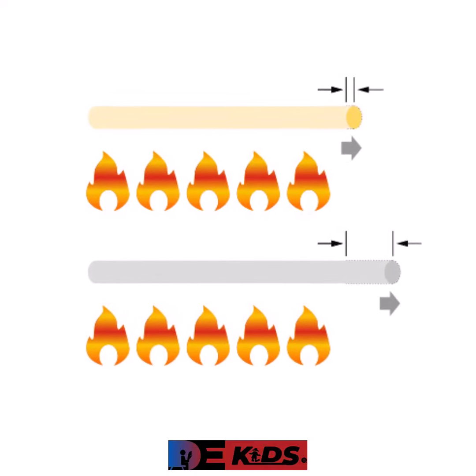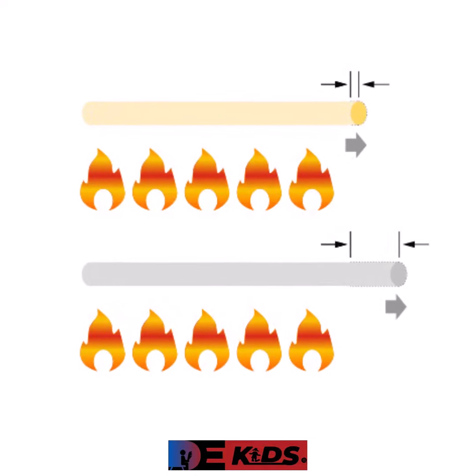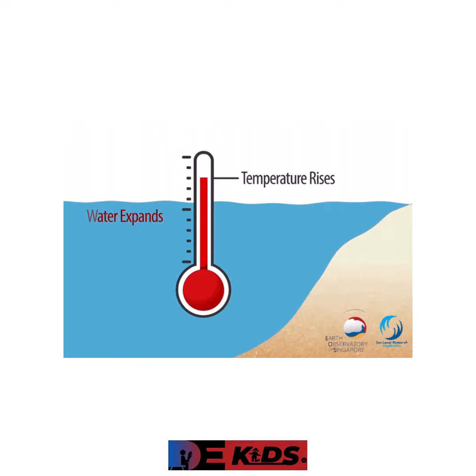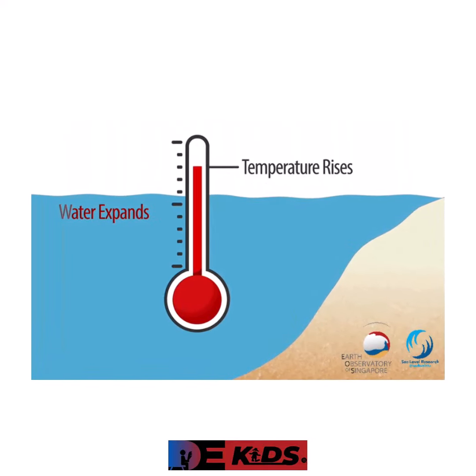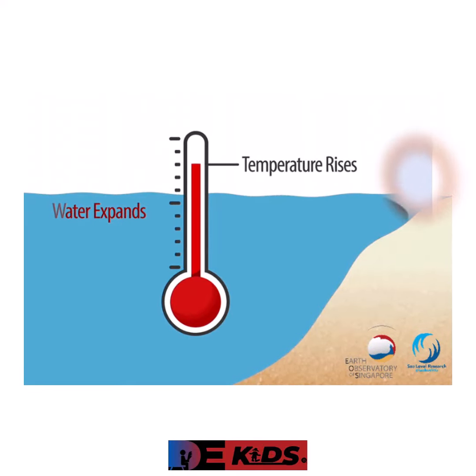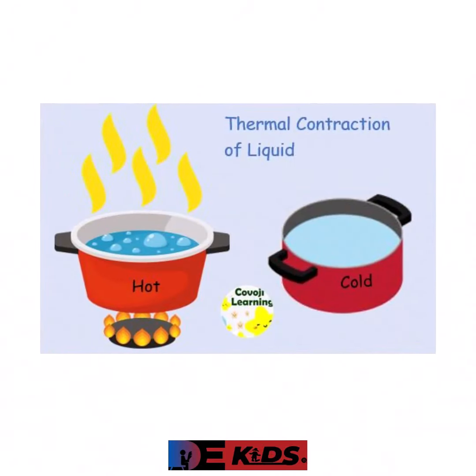Rivets hold sheets of metal together. The rivet is heated up and hammered between two sheets of metal. The ends are then hammered flat. As the rivet cools, it contracts in volume and pulls the two sheets of metal tightly together.